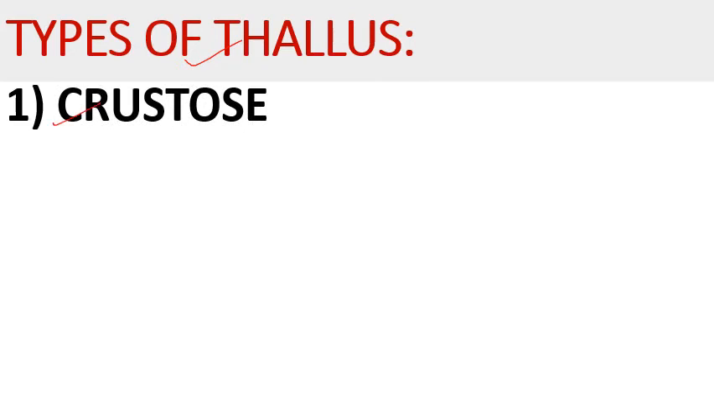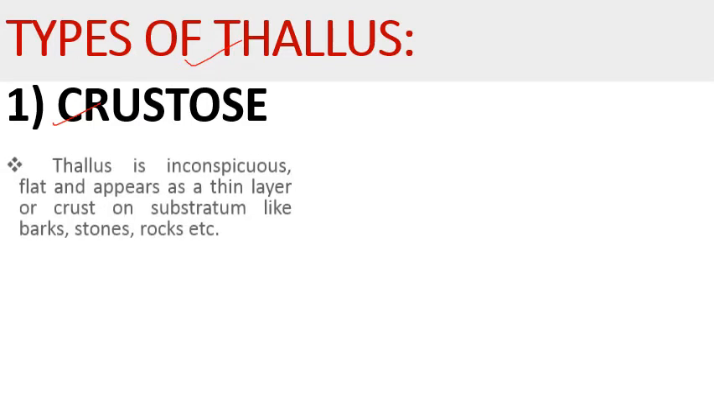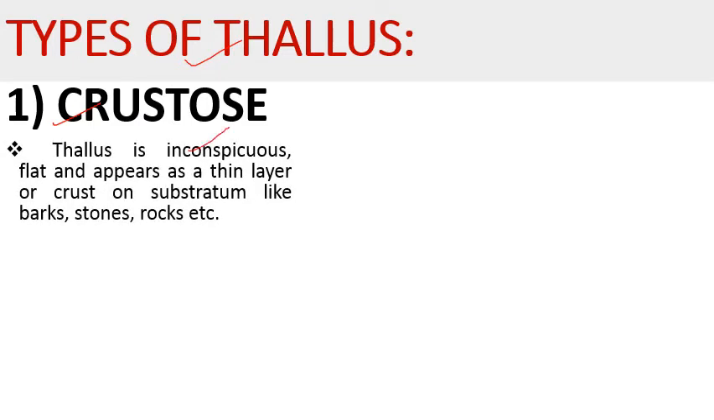Then types of thallus. On the basis of appearance of thallus को हम different categories में divide करते हैं. So first one is crustose. As the name indicates, ये जो lichens हैं it appears as crust on the rock surface. So thallus is inconspicuous. Prominent thallus नहीं होता है इसमें, flat होता है और appears as a thin layer or crust on the substratum like bark, stone or rocks. Substratum means जिसके ऊपर ये lichen grow कर रहा है उसको हम substratum कहते हैं. और जो substratum है that may be bark, stones or rock.